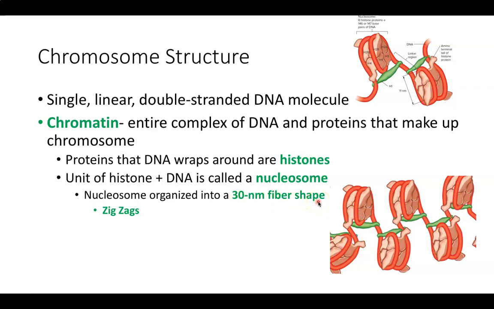This is going to be called a 30 nanometer fiber shape. I know this is a lot, but just make sure you get some flashcards with this type of stuff. So when you see DNA that's wrapped around histones in this zigzag orientation, that particular shape is a 30 nanometer fiber.